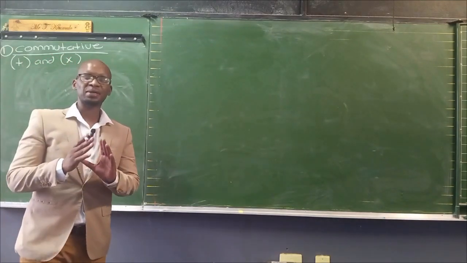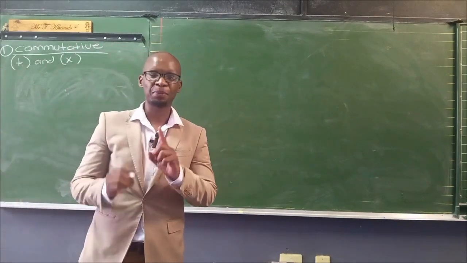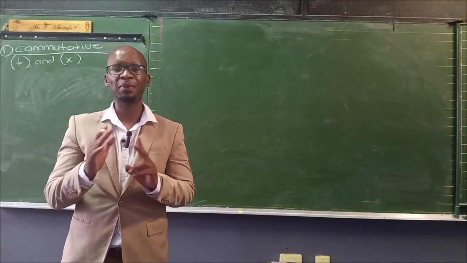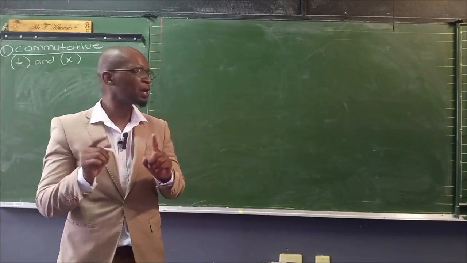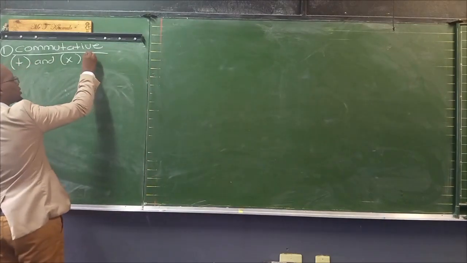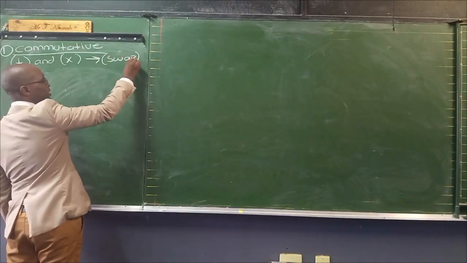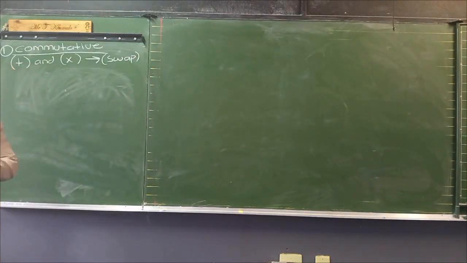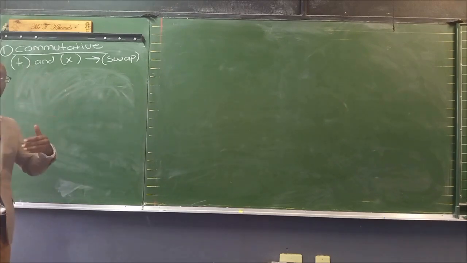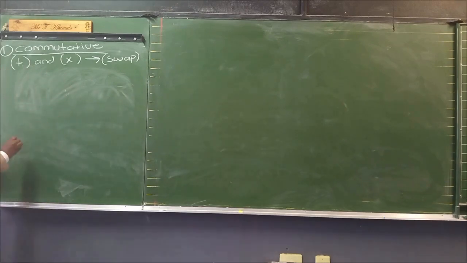This property of number says to us, when we add or multiply numbers, we can swap them around and the answer will still be the same. So this property of numbers is all about the swapping of numbers. You can swap numbers around when you add or multiply and you will still get the same answer. This does not apply to subtraction and division, but only applies to addition and multiplication.